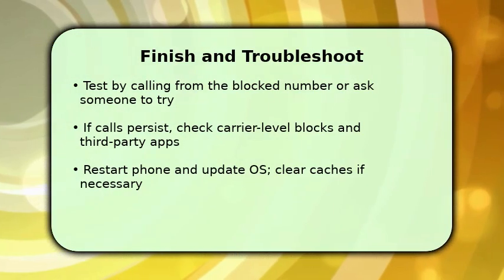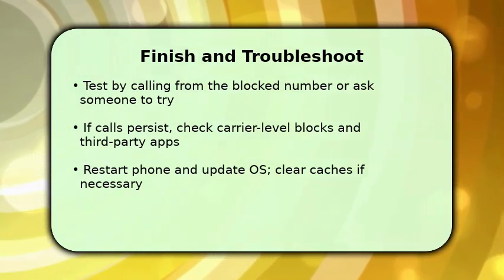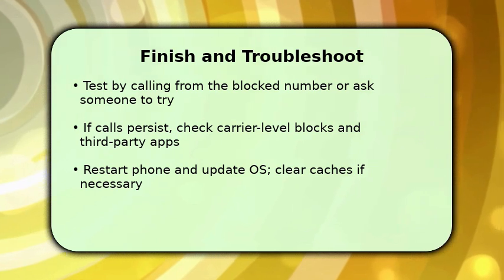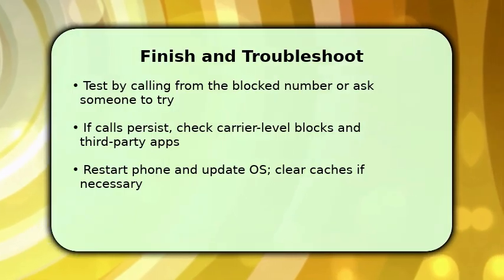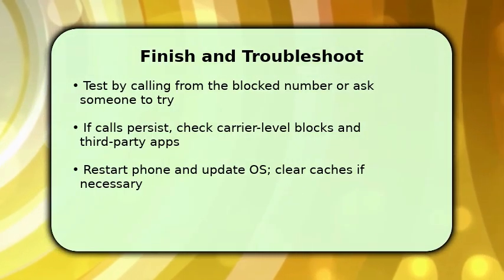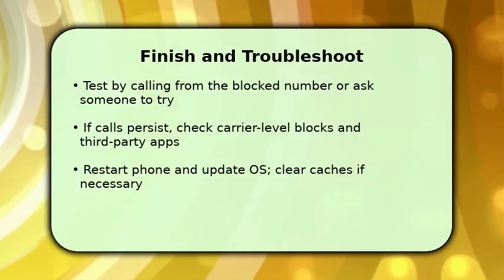You finish by testing the block. Ask the blocked number to call or use a second phone so you can confirm no ring occurs. If calls continue, check carrier account settings and enable any network-level blocking. Sometimes spam blocking apps must be granted permissions.